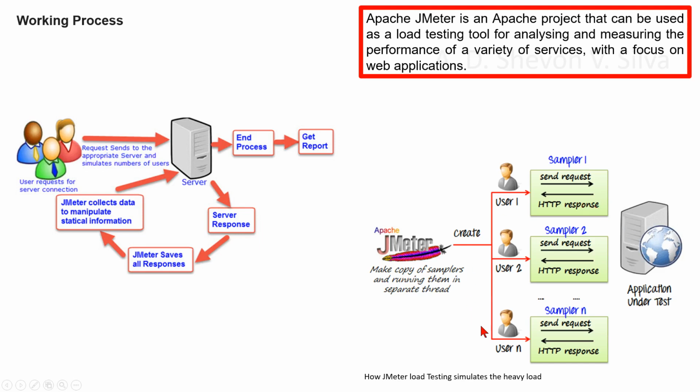Here you can see how JMeter load testing simulates heavy load. This is about load testing. Here you can see Apache JMeter makes copies of samples and runs them in separate threads. User 1 is connected to sampler 1, sampler 2, and sampler n via created users.